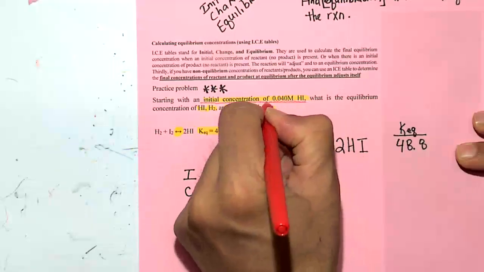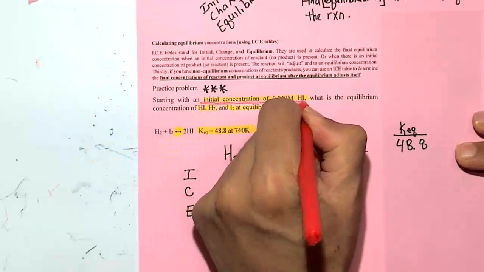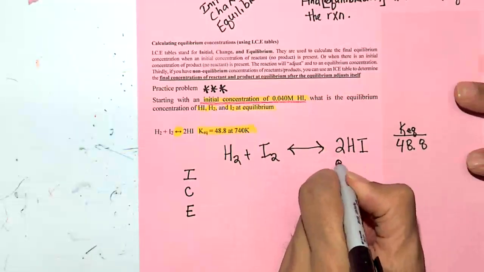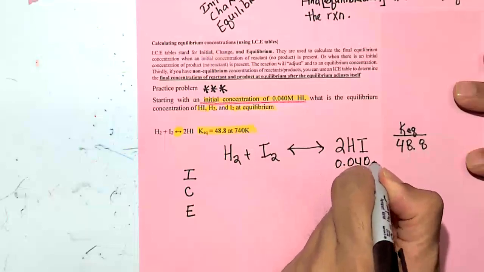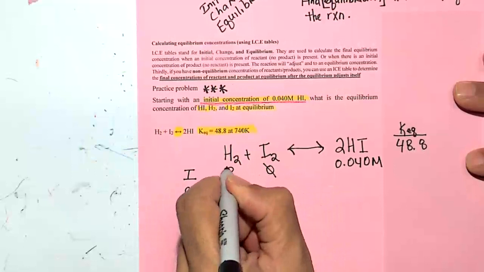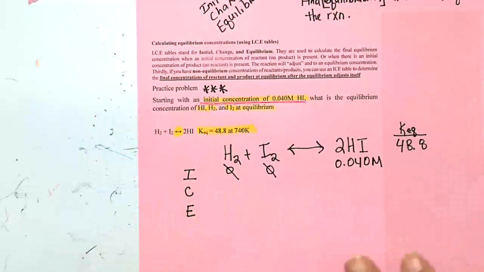We'll highlight this in red. Initial concentration of 0.040. So that is the initial concentration. And the initial concentrations of H2 and I2 are 0.